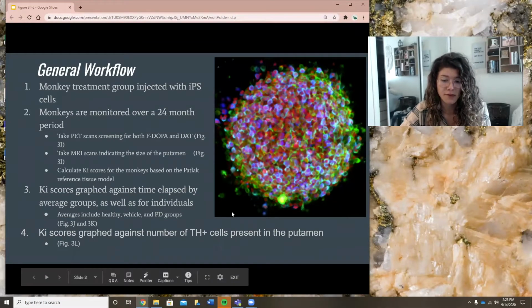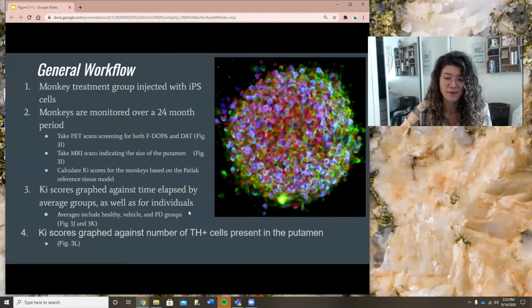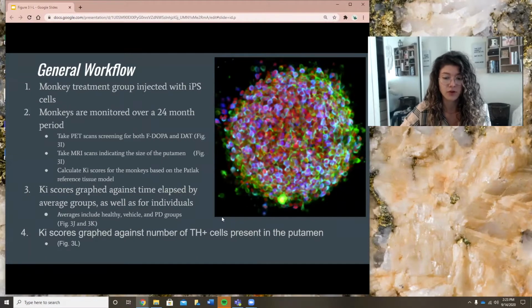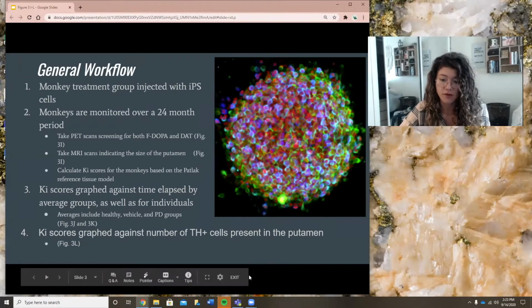Magnetic resonance imaging was also used to monitor the putamen region of the brain and monitor the size. The Ki scores were then calculated and graphed in order to analyze comparisons of the values, the numbers of the Th cells in the putamen, as well as the time elapsed.